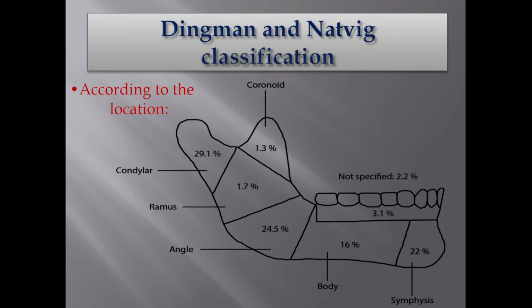And here on this slide you can see the anatomical structure of the mandible, and of course it's the anatomical classification of the fractures of the mandible: symphysis, body, angle of the mandible, ramus of the mandible, and three processes: condylar, coronoid, and alveolar process.